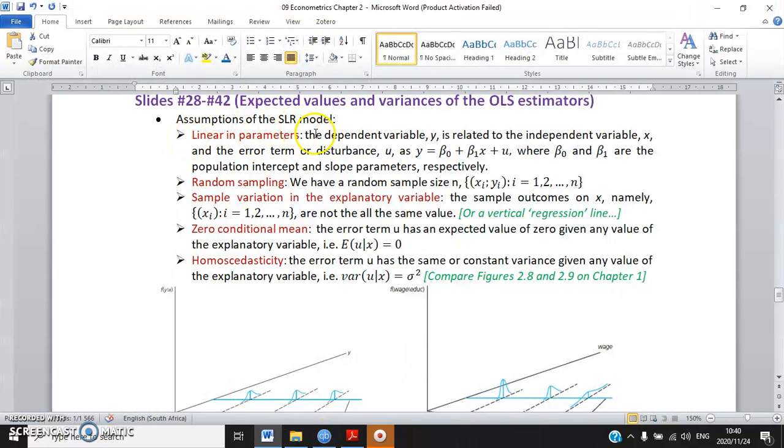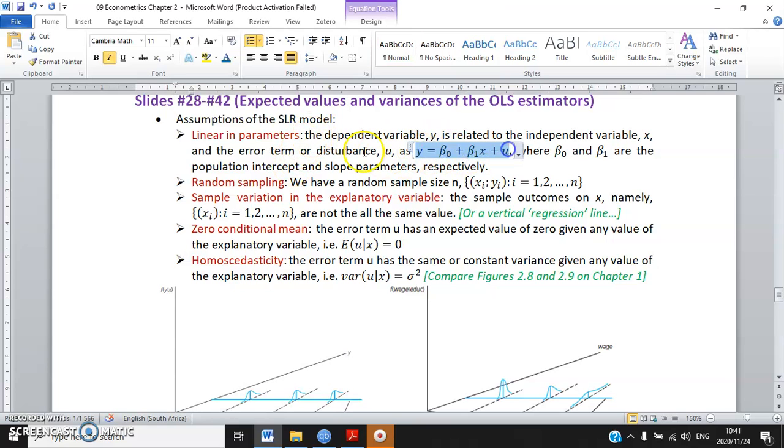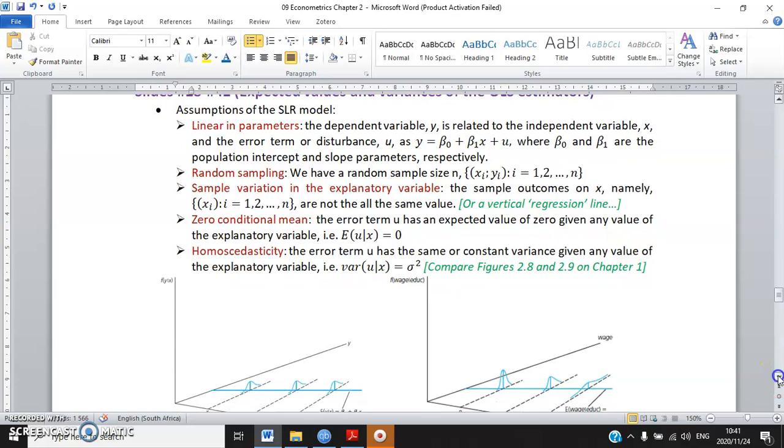The first two are the easiest. Linear in parameters, meaning this is the functional form. So y is related to x and the error term. Okay. Then b0 is the constant and b1 is the slope parameter. Each parameter to the power of 1. Linear in parameters. Okay. And again, I just want to remind you that although y is related to x and u, there is hopefully no relationship, no correlation between x and u. Okay, as I mentioned in the last video.